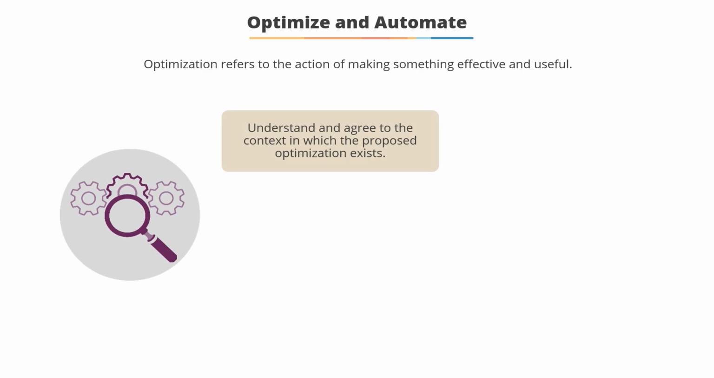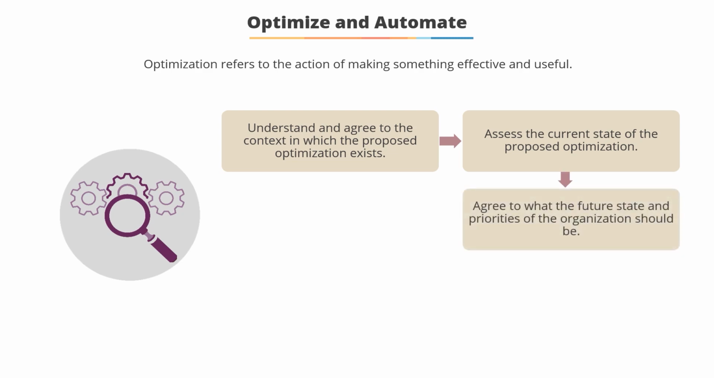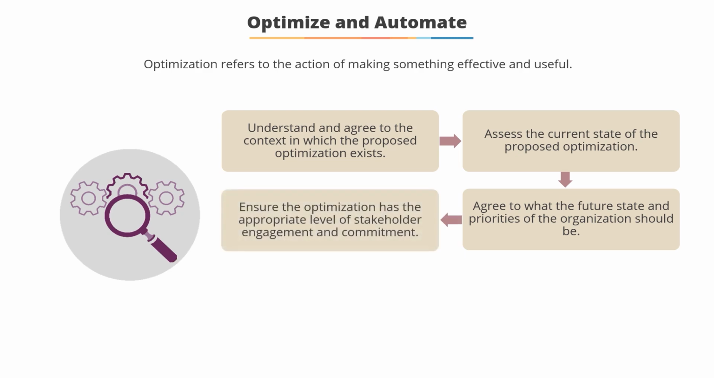Understand and agree to the context in which the proposed optimization exists, the overall vision and objectives of the organization. Assess the current state of the proposed optimization, where it can be approved, and which improvement opportunities are likely to produce the biggest positive impact. Agree what the future state and priorities of the organization should be, focusing on simplification and value, standardization of practices and services. Ensure the optimization has the appropriate level of stakeholder engagement and commitment.